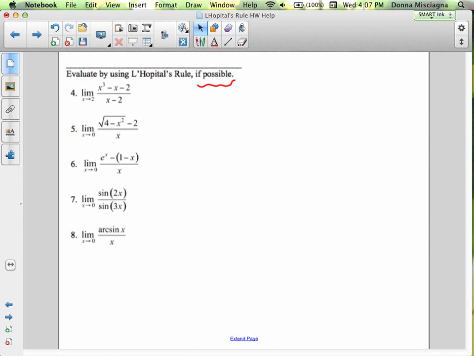All right. Let me see if there are any little helpful hints I should give you in terms of taking the derivative. All right, so derivative hints.